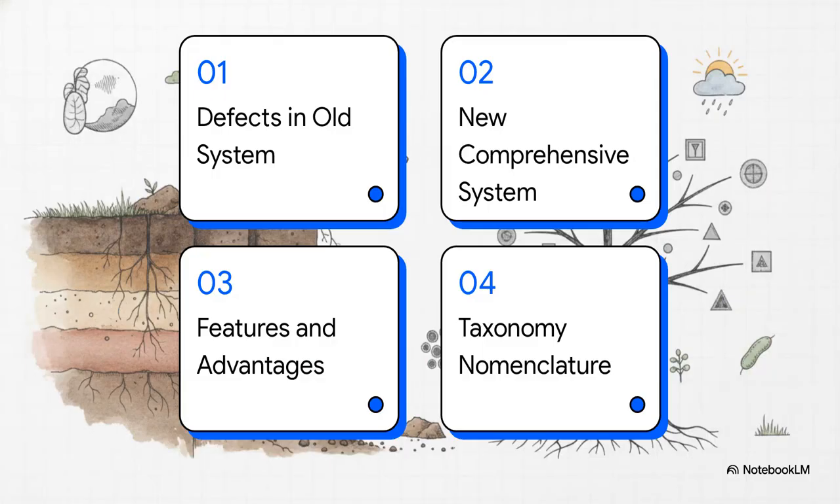Here's the roadmap for our explainer today. We've got four main stops. First, we'll look at the defects in the old genetic classification. Second, we'll explore the new comprehensive system. Third, we'll dive into its features and advantages. And finally, the fourth part, we'll decode the detailed nomenclature of soil taxonomy.